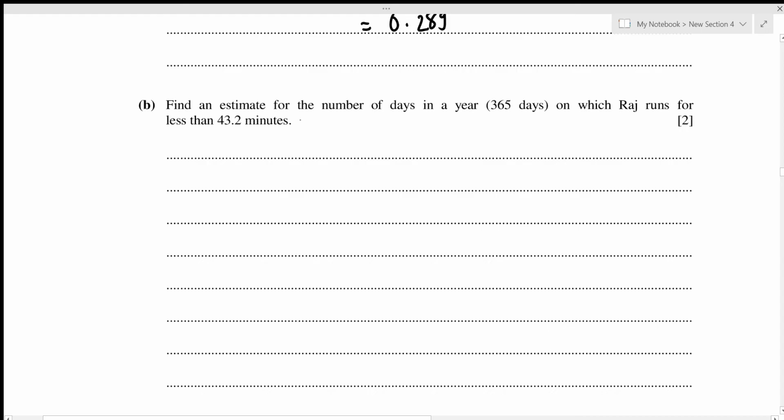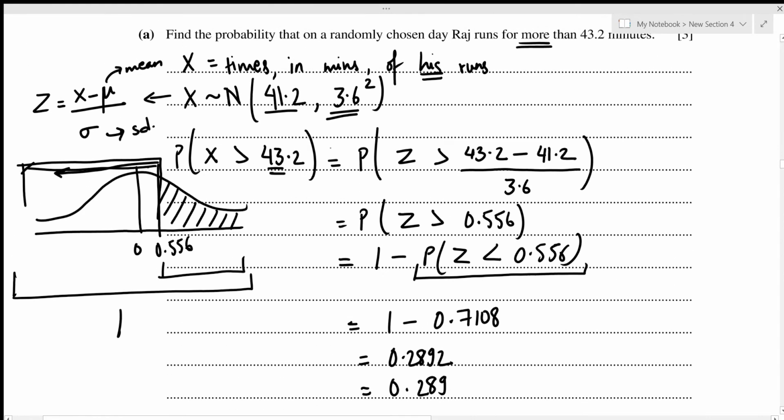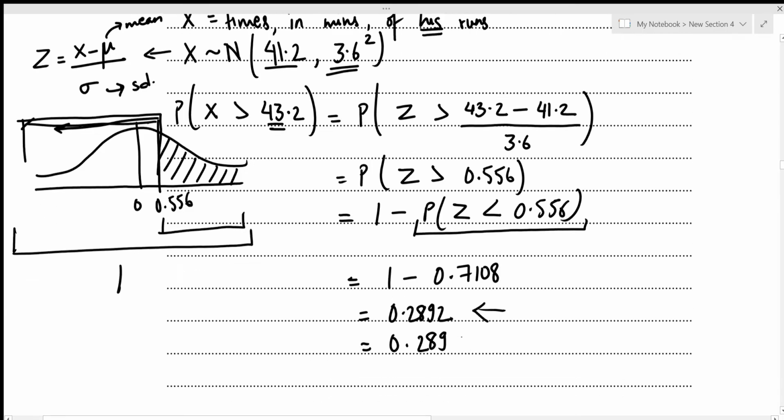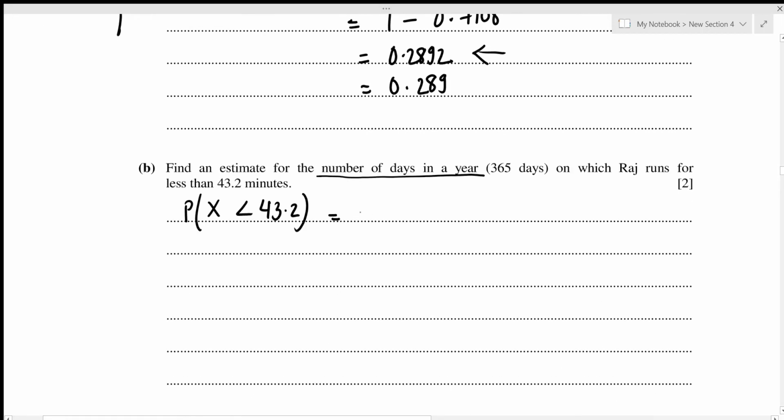We need to find an estimate for the number of days in a year, all right, on which Raj runs for less than 43.2 minutes. So first, let's just figure out the probability that Raj runs for less than 43.2 minutes. Now, if we look back at the first part, we figured out the probability for which Raj runs for more than 43.2. So if the probability of him running more than 43.2 is 0.2892, then the probability that he runs for less is just going to be 1 minus 0.2892, which gives the required probability to be 0.7108.